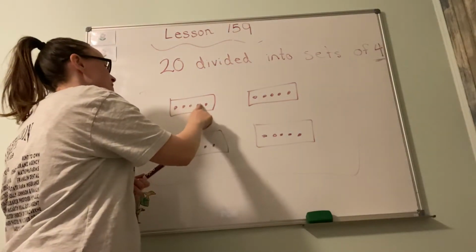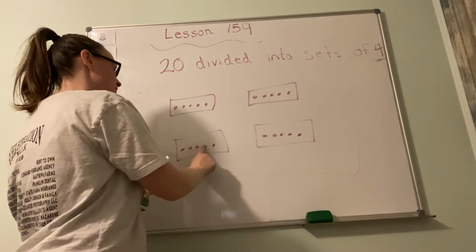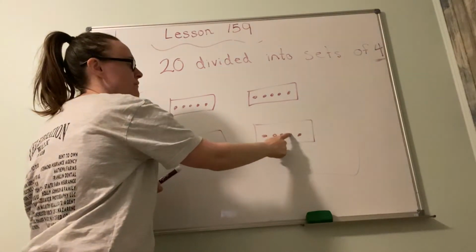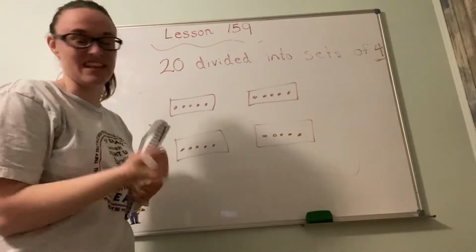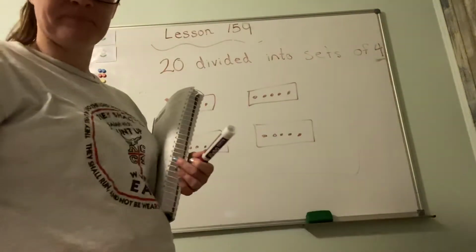1, 2, 3, 4, 5 in each one. We have 5 in each set. So on your worksheet, they're going to ask for a second part: there are how many in each set.